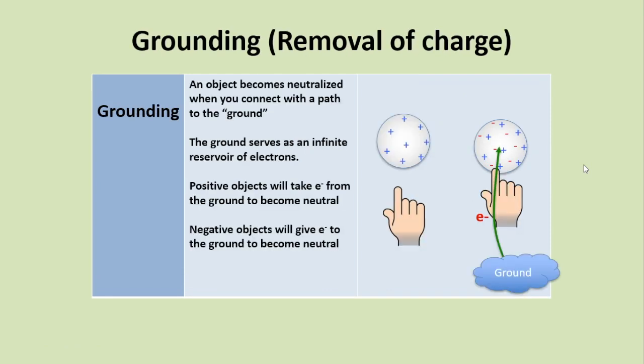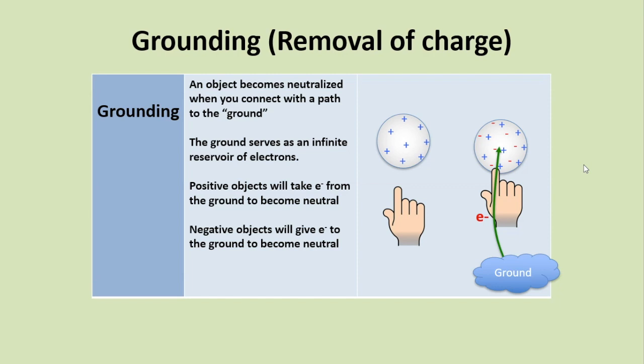Next one I want to talk about is grounding. And we're going to say grounding is really the removal of charge. So an object can become neutralized when you connect it with a path to the ground. And the ground serves as an infinite reservoir of electrons.